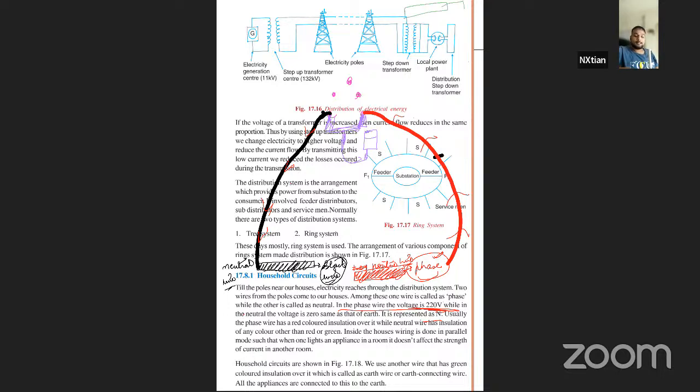Like for example, if you just connect your charger to the red wire here, if you connect your charger to the red wire only, then there will be no charging of the mobile, because one wire is not making the complete circuit.